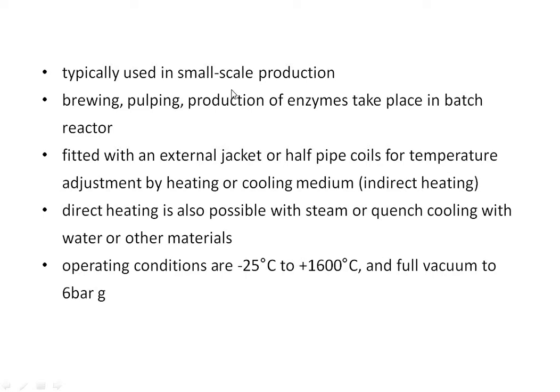Batch reactors are typically used in small scale production. Brewing, pulping, and production of enzymes are examples of batch reactors. Batch reactors are fitted with external jackets or half-pipe coils for temperature adjustment by indirect contact with a heating or cooling medium which circulates through the coil or jacket. Direct heating is also possible with steam or cooling water system or any other material. Typical operating ranges are minus 25 degree centigrade to plus 1600 degree centigrade and pressure up to 6 bar G. Bar G is a unit of pressure.